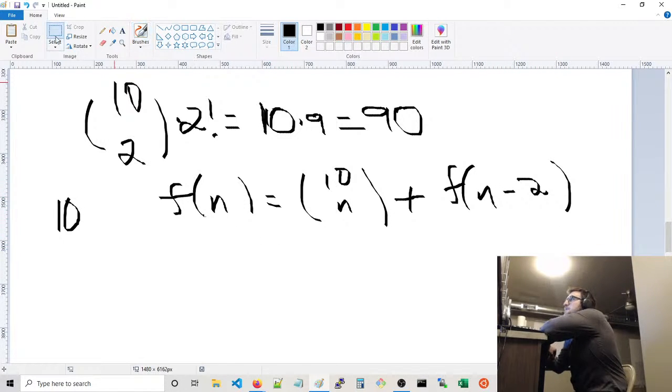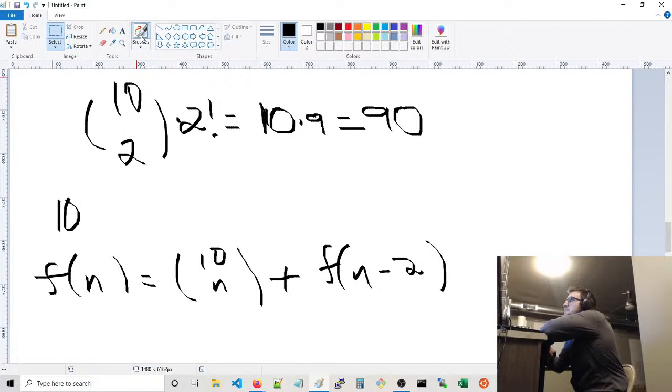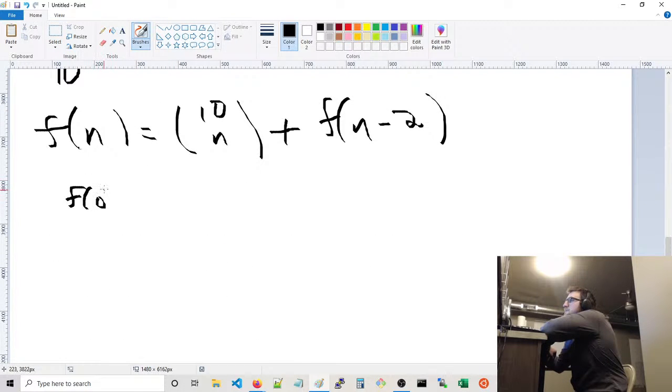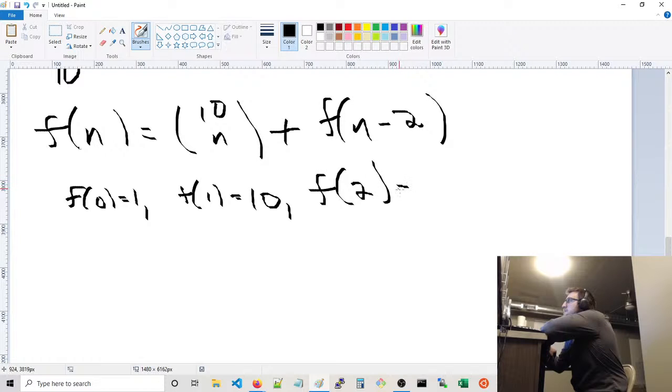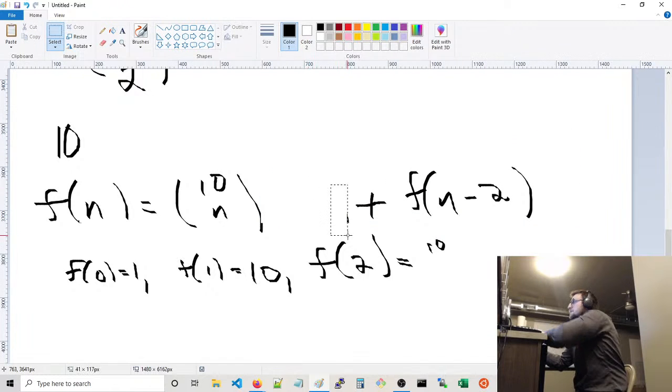Something like this seems to be probably sufficient, and I'll explain why I think that in a moment. It just seems to be like that, where f of 0 is 1, f of 1 is 10, and then f of 2 is, yeah, f of 2 is 10 choose, no, it's not 10 choose 2, I'm sorry, it's a falling factorial, which basically looks like this.